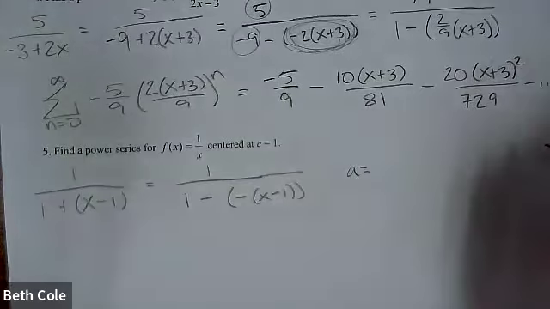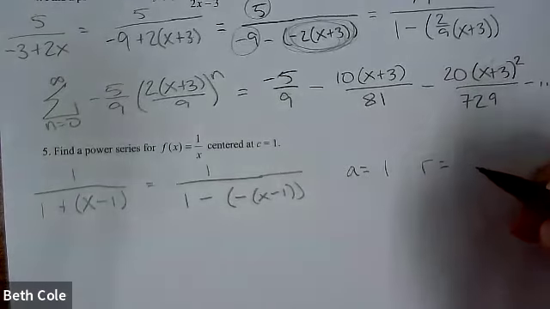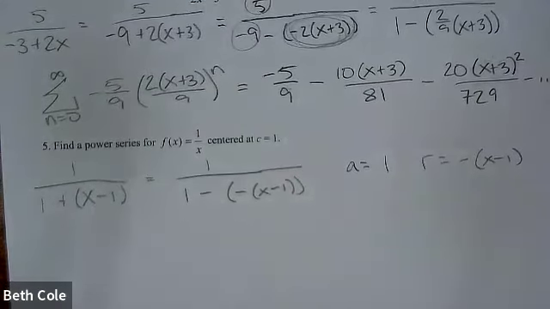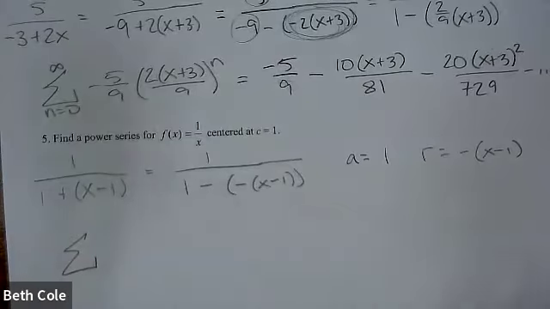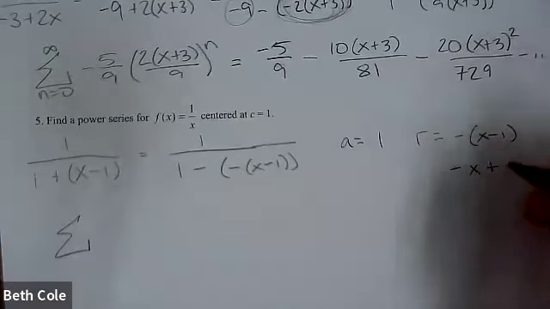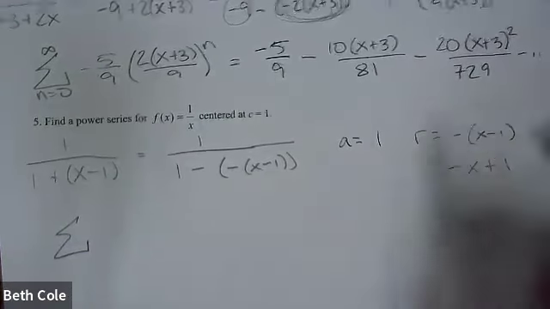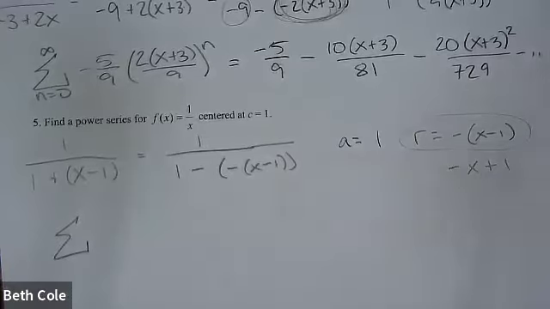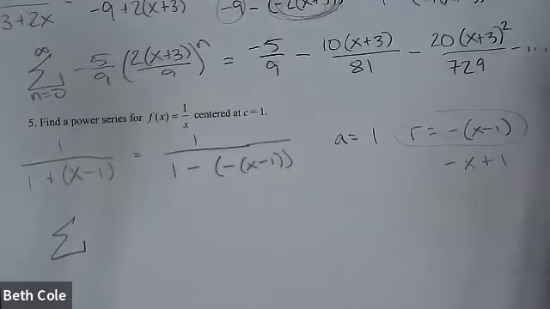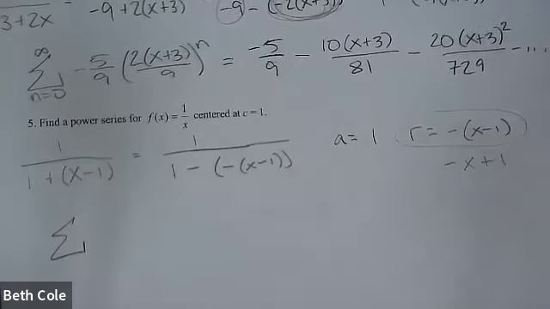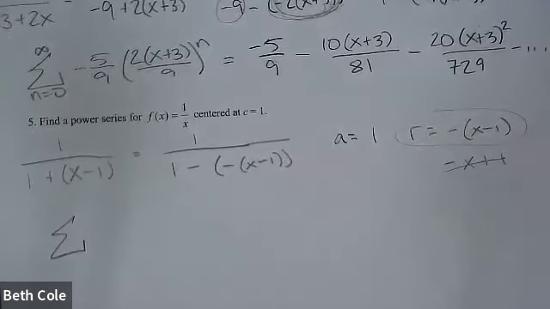Okay, so what is A? Yeah, 1. R is negative X minus 1. So I was saying no. If you distribute it and you get this, can you see easily where it's centered? No. So it's not technically wrong, but you probably should write it like this because you want to be able to look at it easily and see that it's centered at 1. Okay. This isn't wrong.